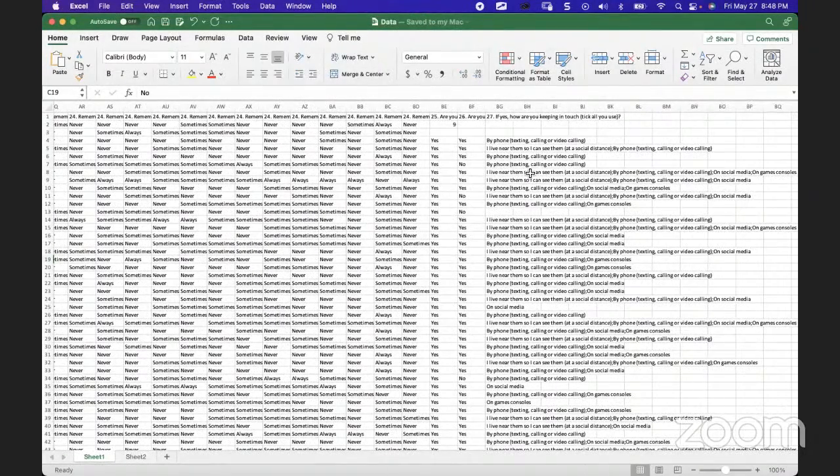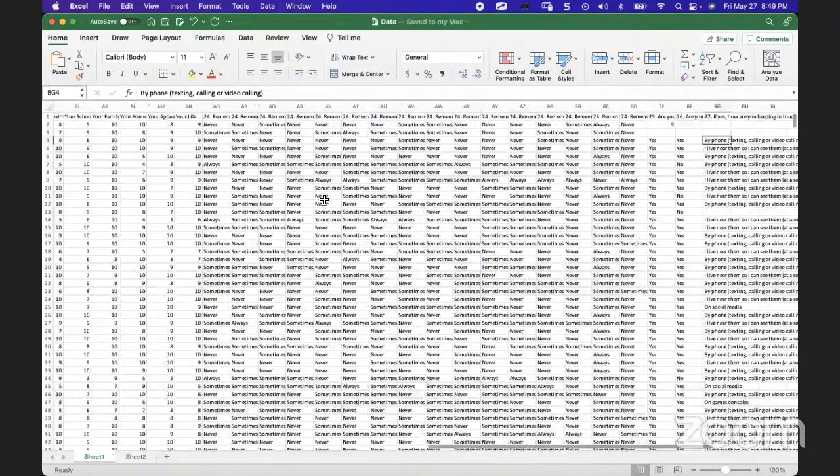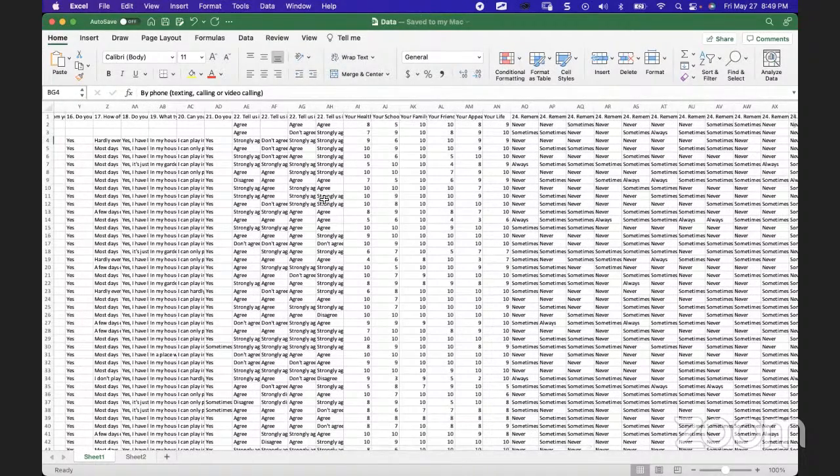Okay. And why is it called semi-structured data? If you look at this question, if yes, how are you keeping in touch? Here, are you able to keep in touch with your friends? If yes, how? By phone, texting, calling. Look at the responses, right? This is all textual data, but the rest is categorical data, not textual in format. And certain other questions such as what places do you play in? It's again textual data. So it is semi-structured data.